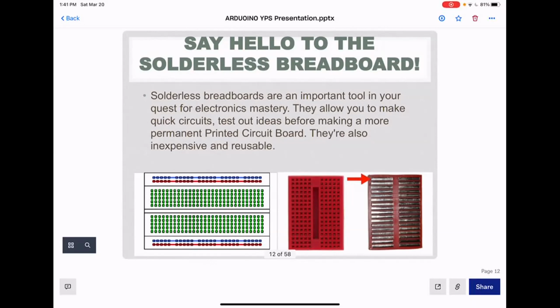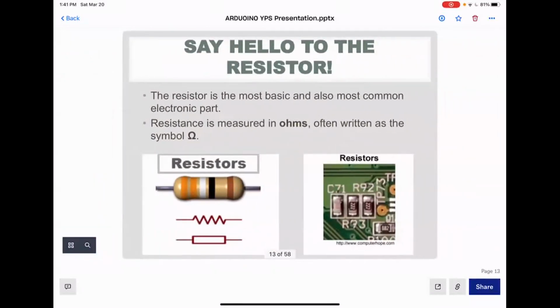Like I said, some starter sets come with breadboards, LEDs, resistors, and even some jumper wires, which makes it really easy to build a circuit. I'm not sure if anybody's seen resistors before. This is a surface mount one, and these are the symbols for resistors. They're usually color coded.